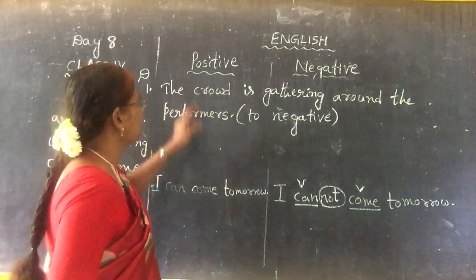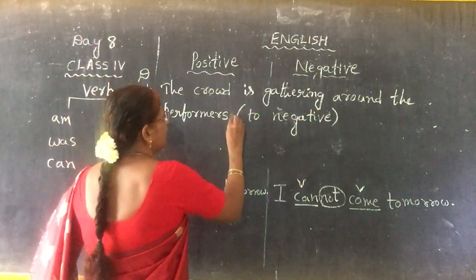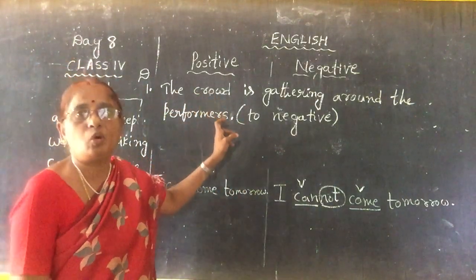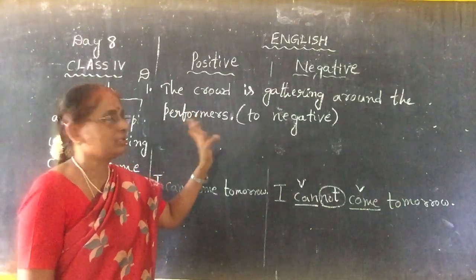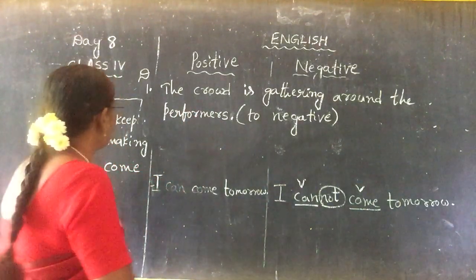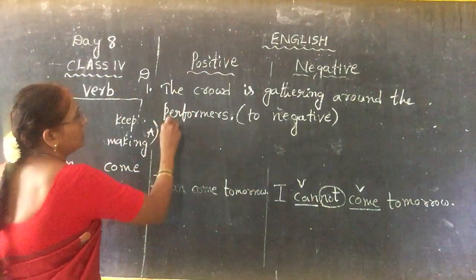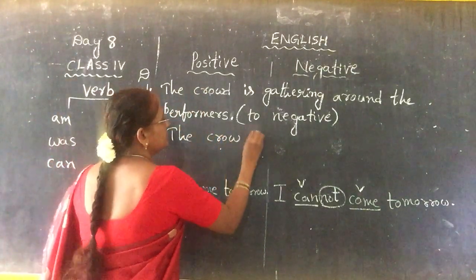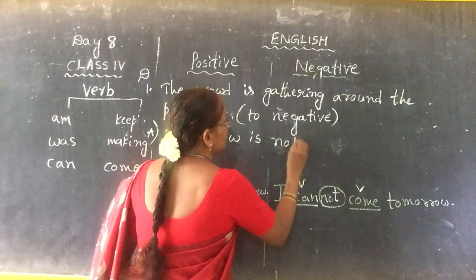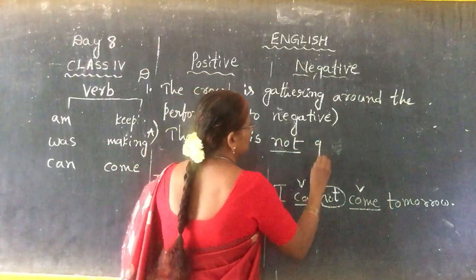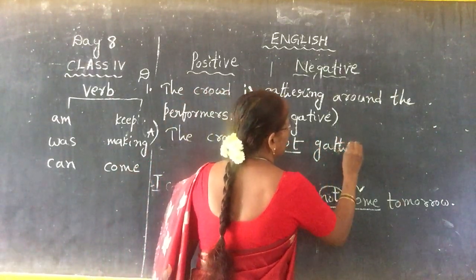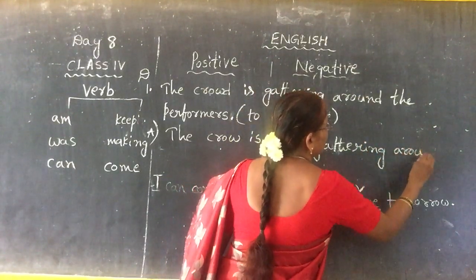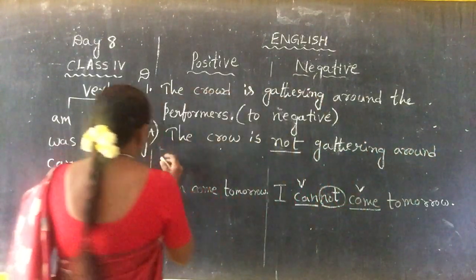Is it a positive sentence or a negative sentence? You can tell me first. This is a positive sentence. How? Because there is no negative form, no or not. How to change this one? Answer: the crowd is not gathering around the performers.